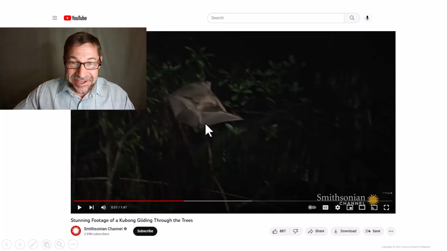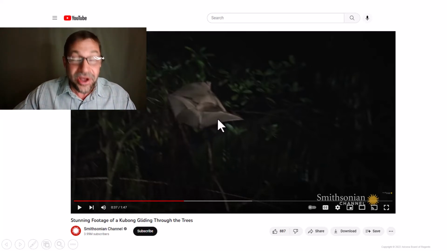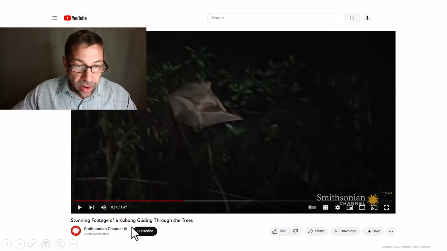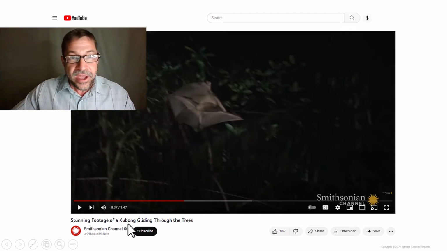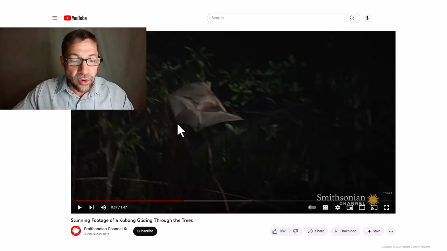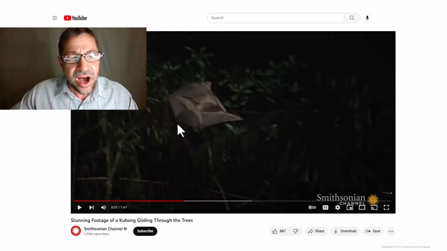So this species is incredible. This is the Sunda colugo, also called the kubong. And this guy is capable of gliding for over 100 meters. Please check out this footage.